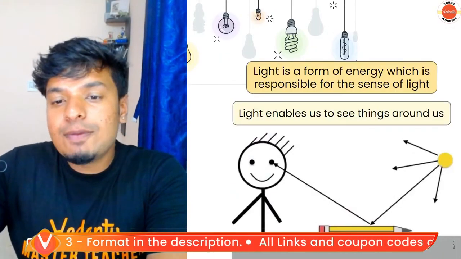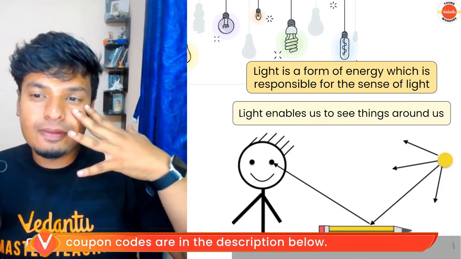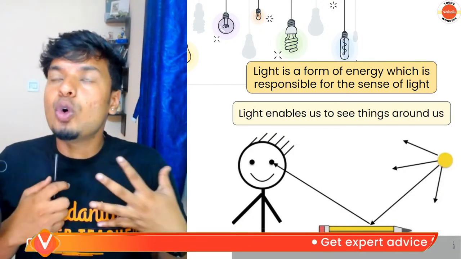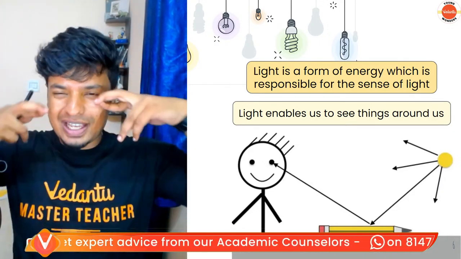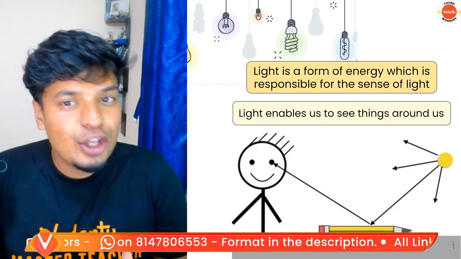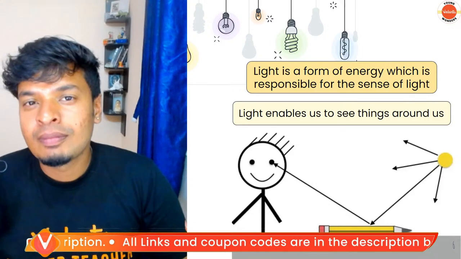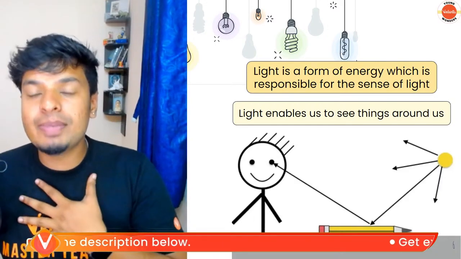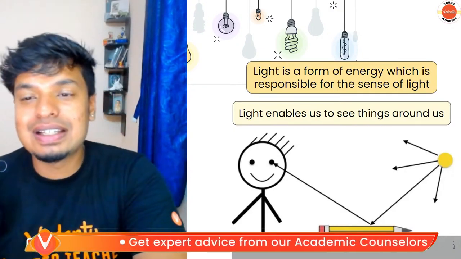First one, guys, we all know that light is basically a form of energy which is responsible for the sense of sight. What does that mean? That means if there is no light around us, we will not be able to see anything. Even if you have beautiful eyes, still you will not be able to see the things around you unless there is light. Light is responsible for us to see the things around us. For example, you are able to see me because there is light. You are able to see the screen because there is light, right?